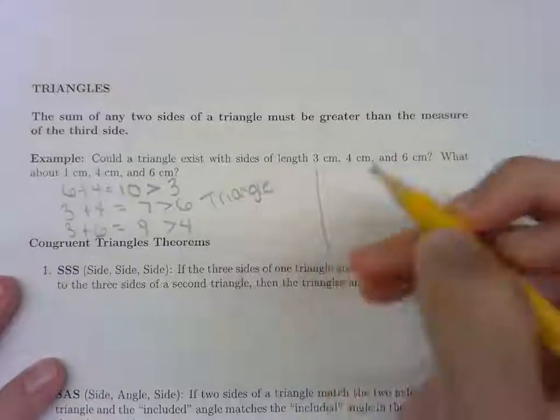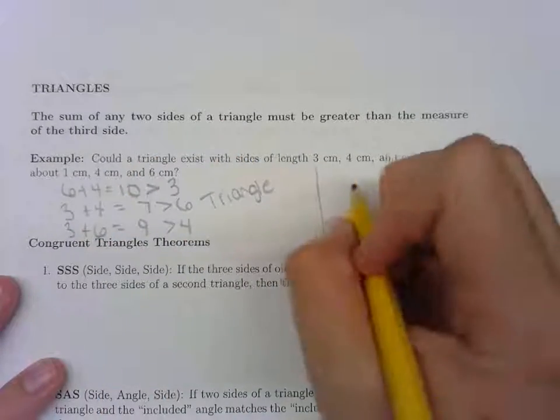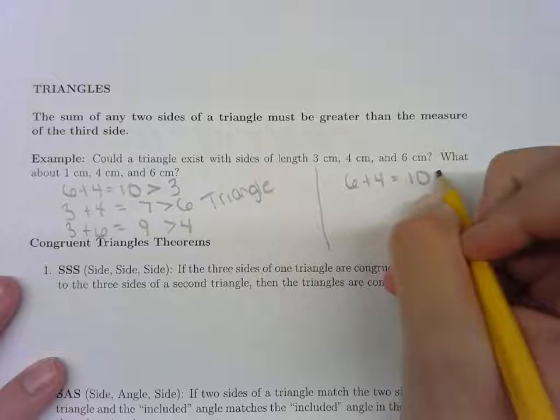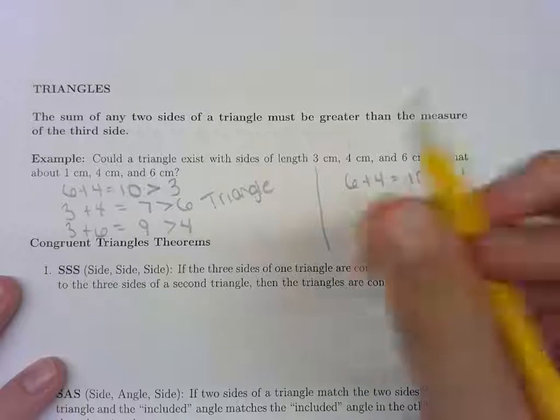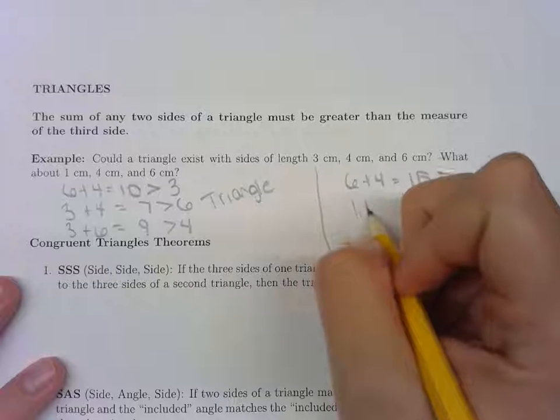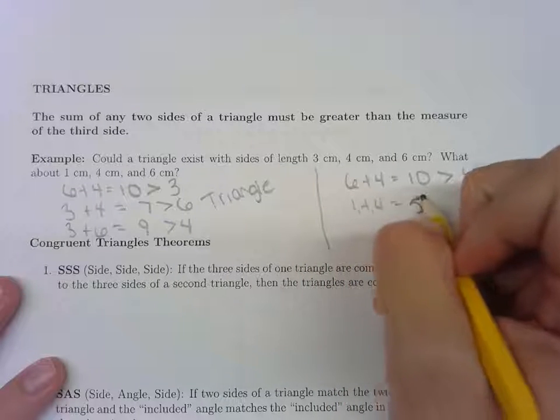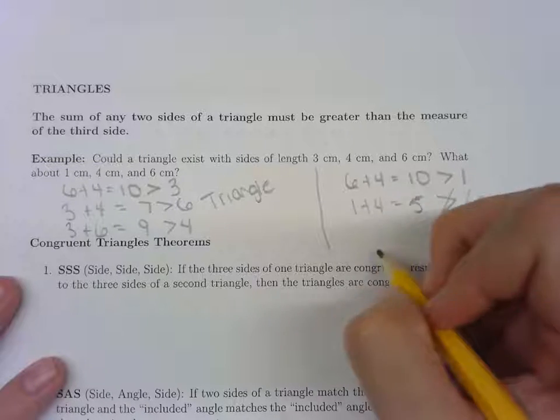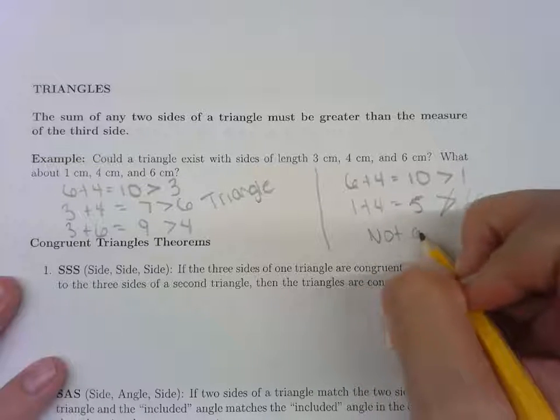Now let's look at 1, 4, and 6. Let's go ahead and start. 6 plus 4, that's 10. Is it greater than 1? Yes. What about 1 plus 4? That is 5. Is it greater than 6? No. So it is not greater than 6. So this is not a triangle.